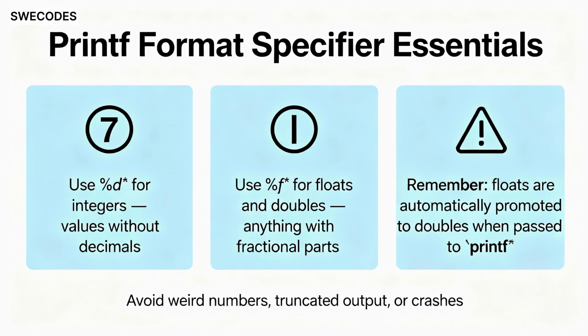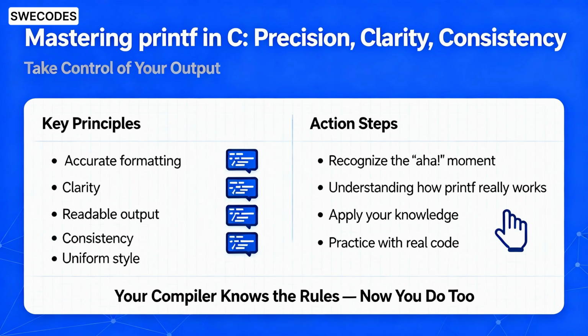Let's recap the essentials. 1. Use %d for integers, values without decimals. 2. Use %f for floats and doubles, anything with fractional parts. 3. Remember, floats are automatically promoted to doubles when passed to printf. Master these, and you'll never misprint a value again. That's how you take control of your output in C: precision, clarity, and consistency. If this gave you that aha moment about how printf really works, don't just move on, apply it. Your compiler already knows the rules.